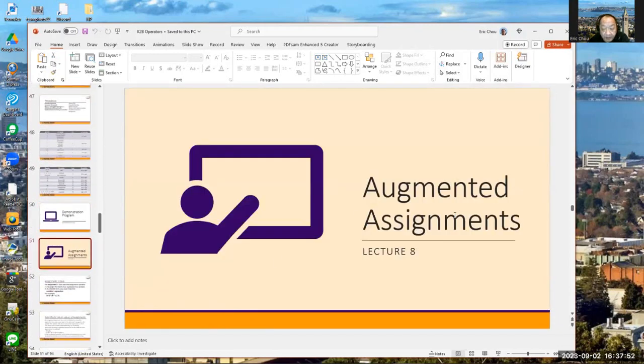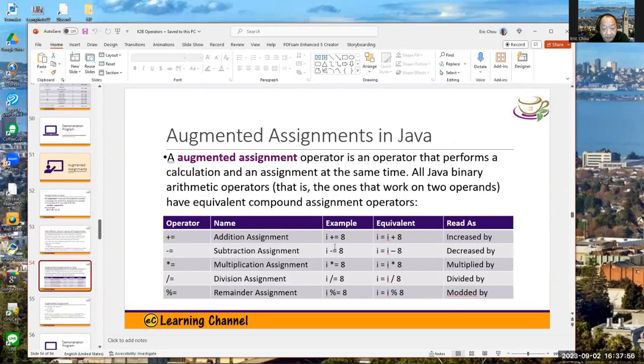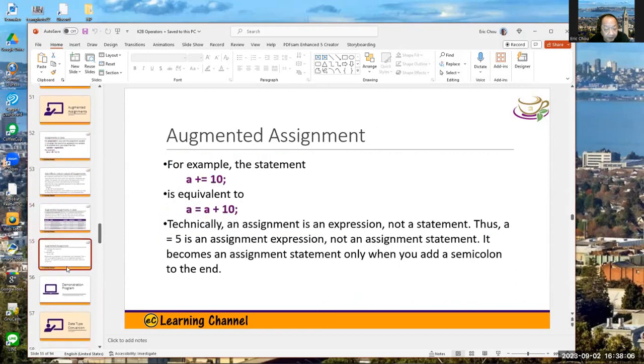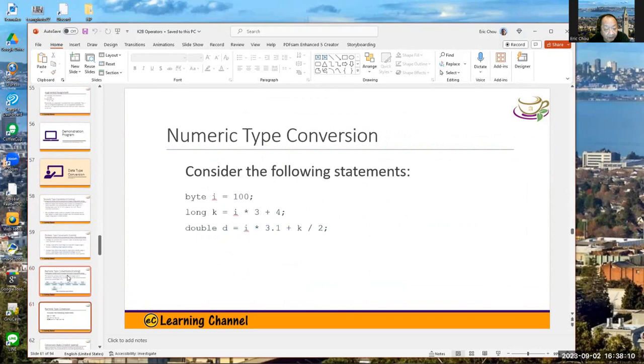And for augmented assignment, one thing you need to remember is plus equal is increased by, minus equal is decreased by, one is multiplied by, one is divided by. I think everyone has the background to understand this, so I'm not going to worry about it.